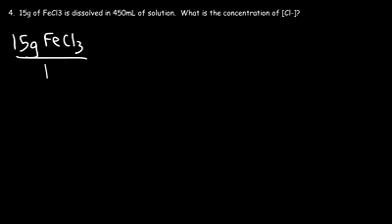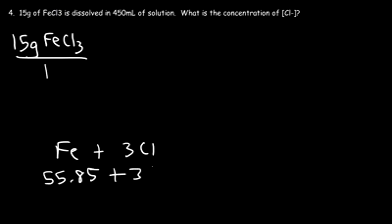But first, let's calculate the molar mass of FeCl3. So we have 1 iron atom and 3 chlorine atoms. The atomic mass of Fe is 55.85. And the atomic mass of Cl is 35.45.